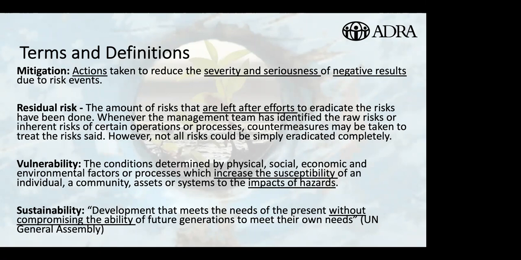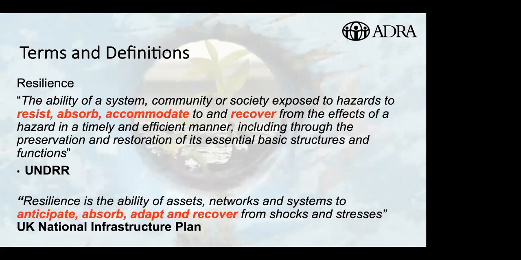So we know vulnerability, you can read the definition: the increased susceptibility of the community or individual or asset or a system to the impact of the hazard. Sustainability is the ability to develop without compromising the ability of future generations to meet their needs. Now, these are some of the definitions that you can find on resilience. Basically, it is the ability to resist, absorb, accommodate, and recover from a risk event. In essence, this is what resilience means.